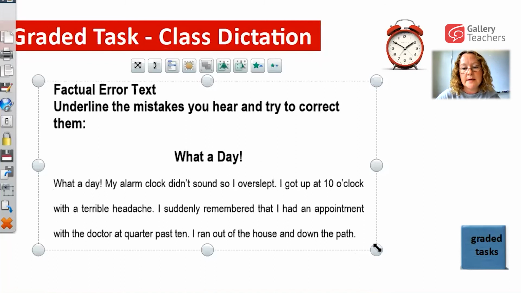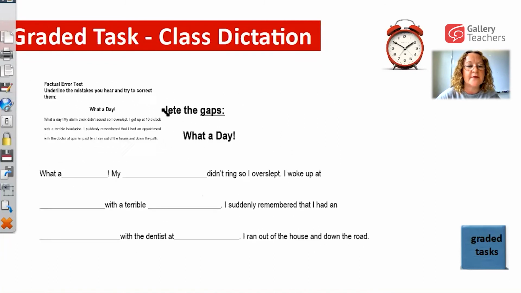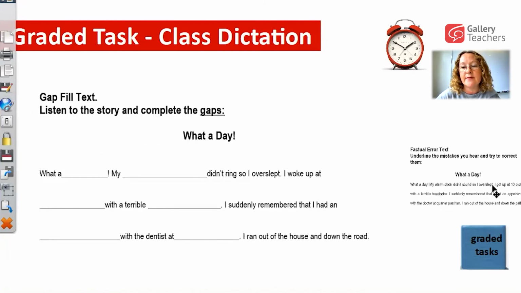And I'm going to minimize this so that you can see the next version. So I'm going to do exactly the same thing. I'm going to read the text again. And in this case, what you're going to do is complete the gaps. So what are the missing words that go in here? So another piece of paper, or further down, another task.